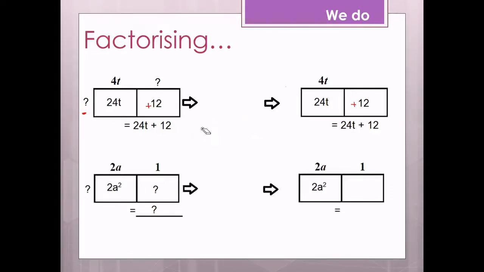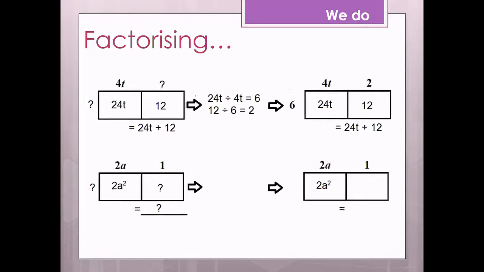All right, let's check and see how we've gone. So what I would have done is I would have got the 24t, and I would have divided by that 4t that's up the top, because then that would give me what the highest common factor is on the outside. So like I said, it's all about dividing. So 24t divided by 4t would give me 6. So I've written the 6 on the outside as the highest common factor.